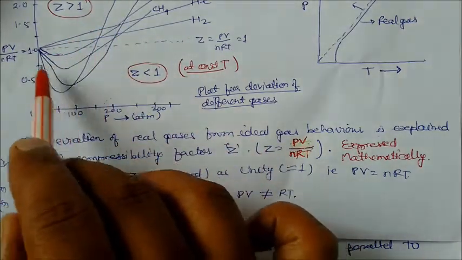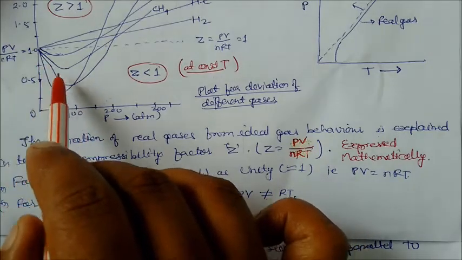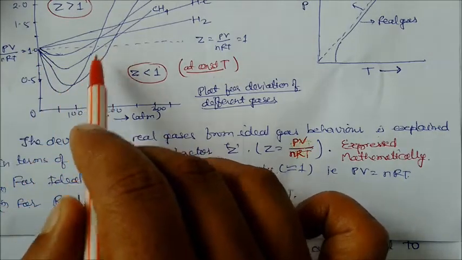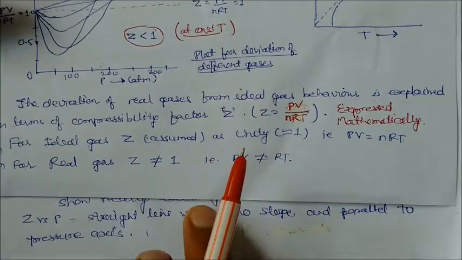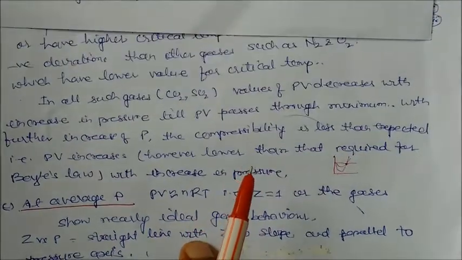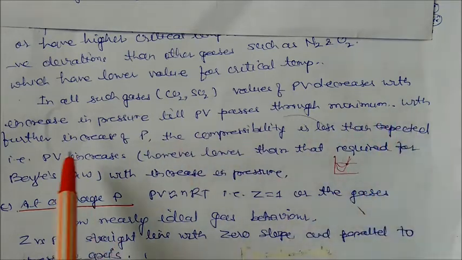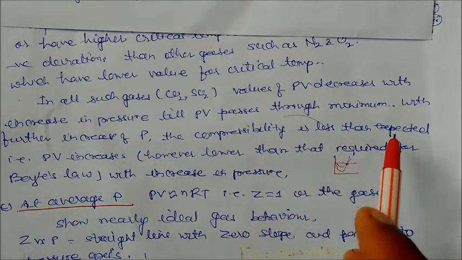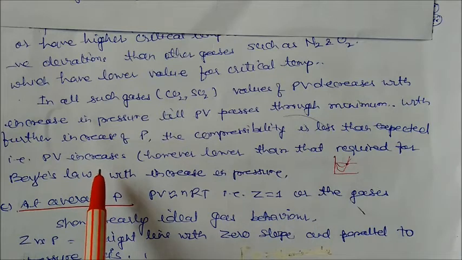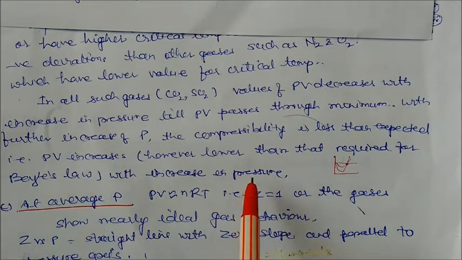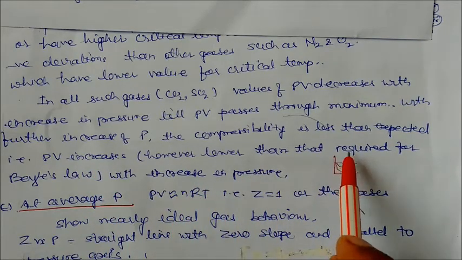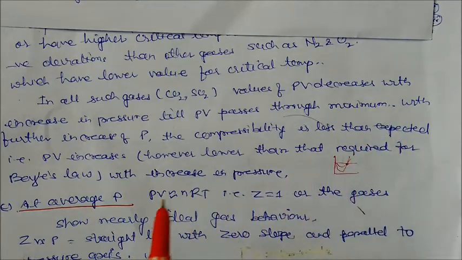First, as pressure increases, Z will decrease, then if you increase it again, Z will automatically increase. This is what it wants to say here. First PV passes through the minimum, and with further increase of pressure, the compressibility is less than expected. So when PV increases with increase in pressure, definitely below this line PV will increase, then the gas becomes incompressible.